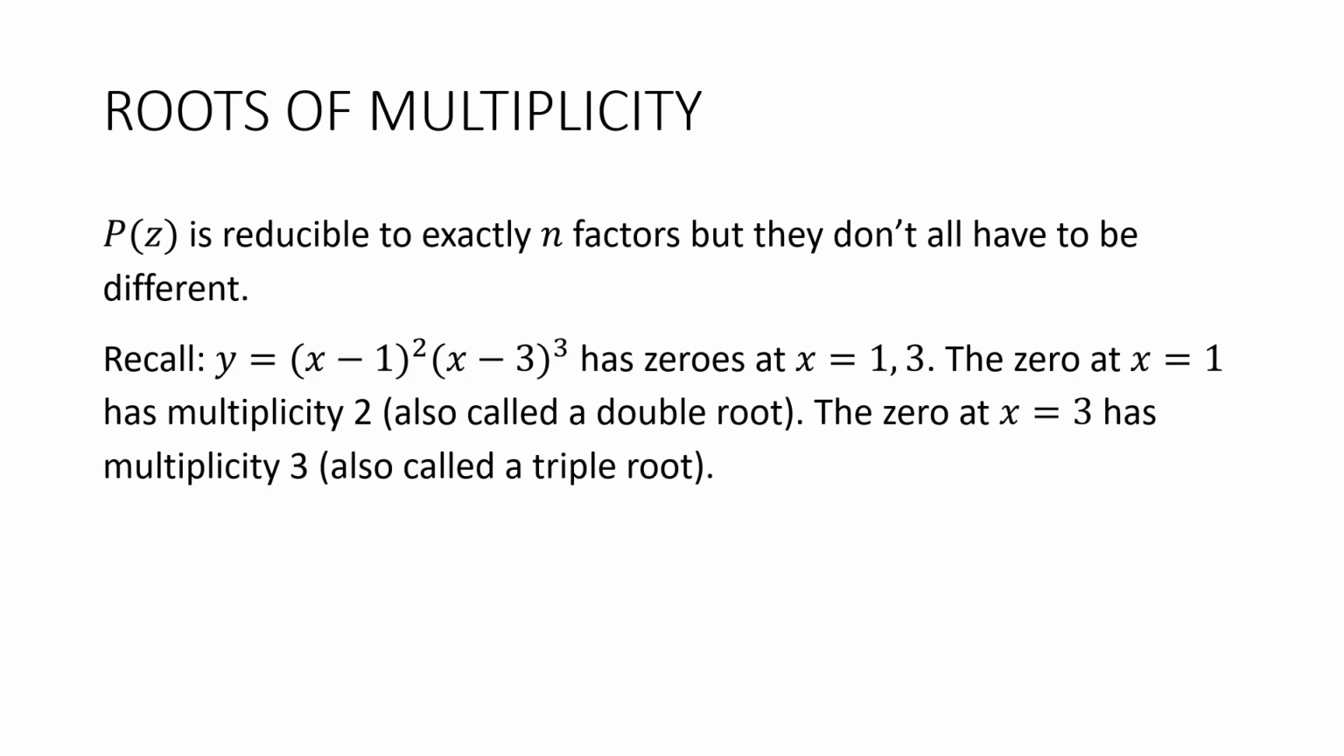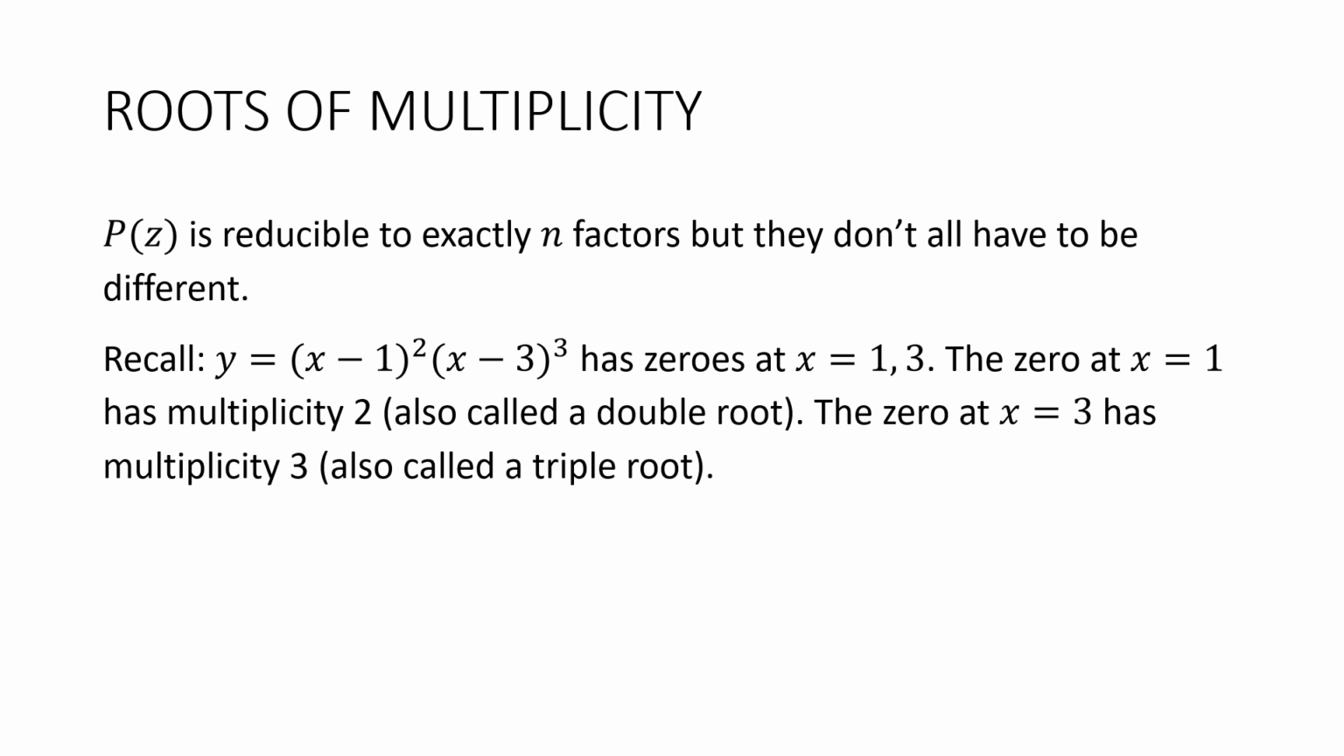Recall, if we've got y is equal to (x minus 1) all squared multiplied by (x minus 3) all cubed, there are zeros at x is equal to 1 and 3. But the 0 at x equals 1 has multiplicity 2. It's called a double root. And the 0 at x equals 3 has multiplicity 3. It's called a triple root.